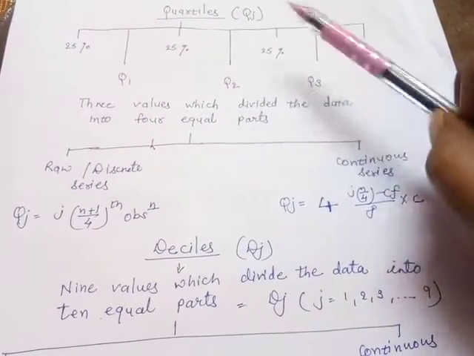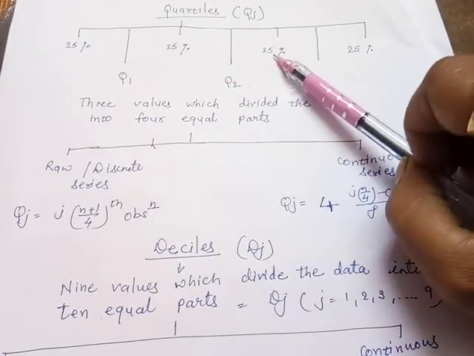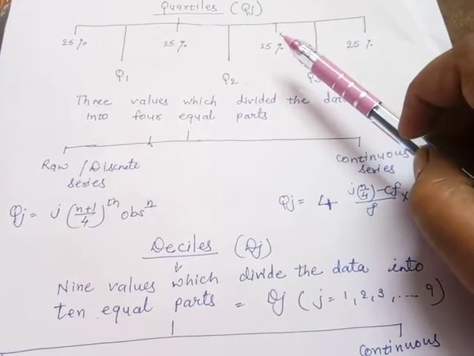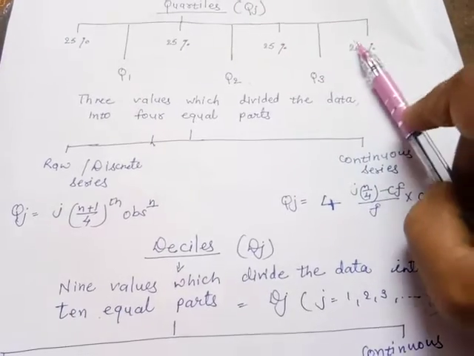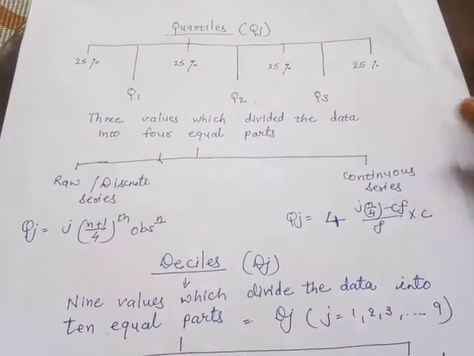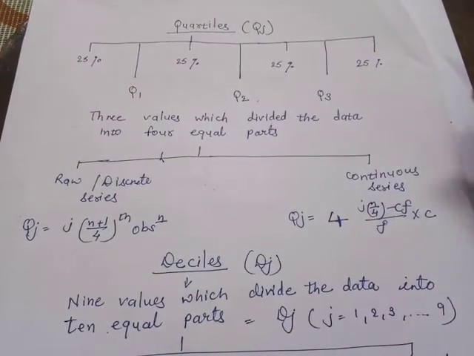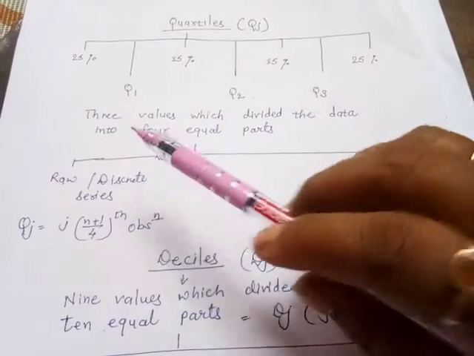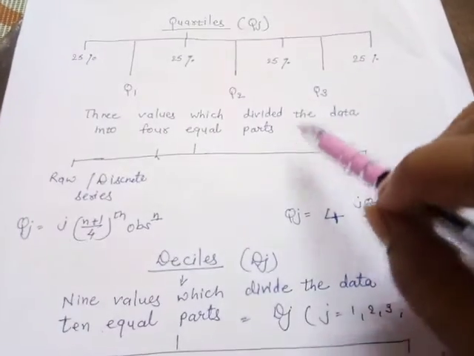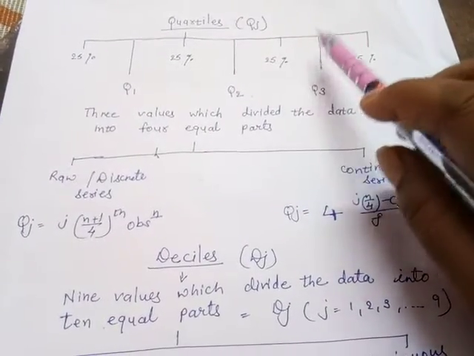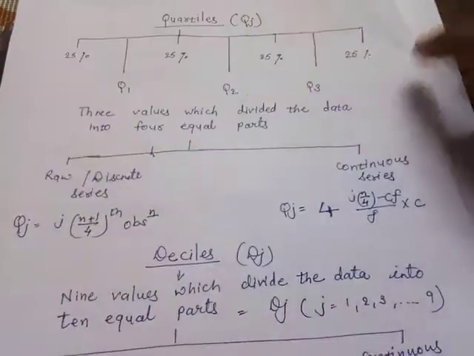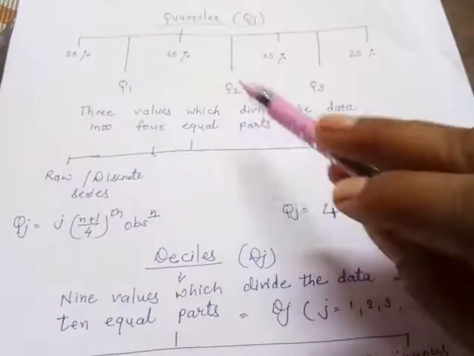The second value lies in between the second quartile and third quartile, so that is called Q2. The next quartile is measured in between this and this, so this is called Q3. So there are 3 quartiles given in statistics to measure, right? Okay, so 3 values which divide the data into 4 equal parts. There are 3 values 1, 2, 3 which divide the data into 4 equal parts. So quartiles are Q1, Q2 and Q3.